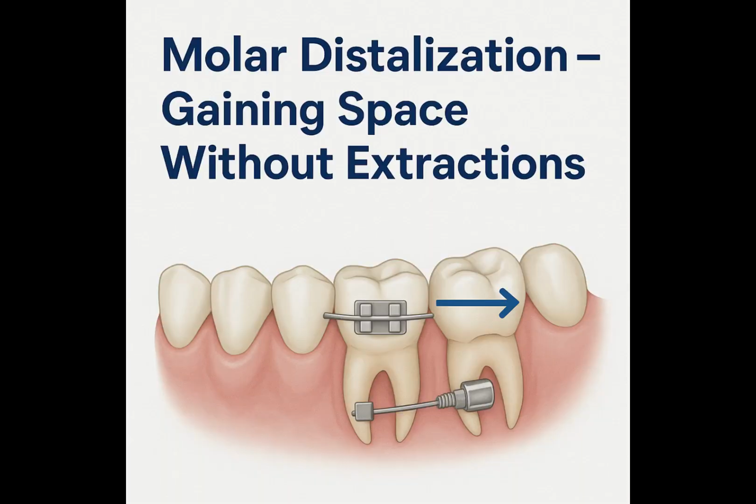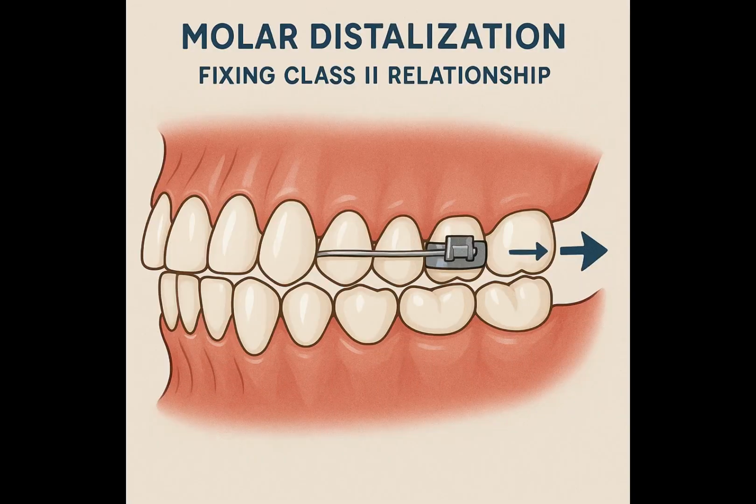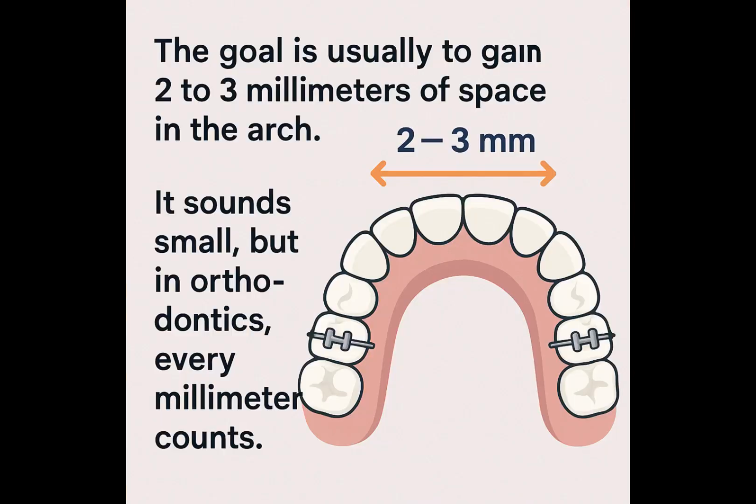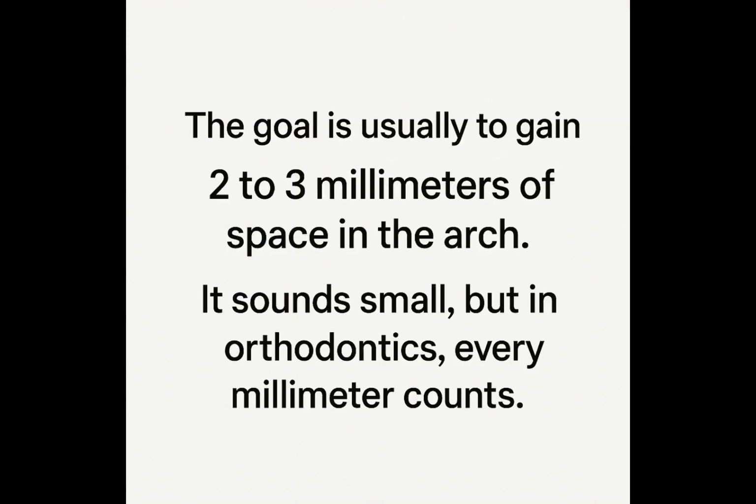Section 2. Molar distalization. Gaining space without extractions. Now, let's dive into molar distalization, one of the most common methods to fix Class 2 relationships. The goal is usually to gain 2 to 3 millimeters of space in the arch. It sounds small, but in orthodontics, every millimeter counts.